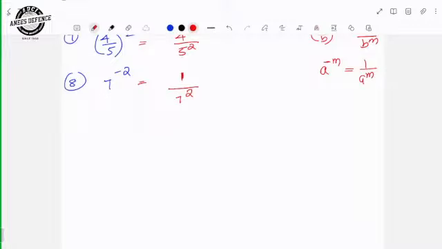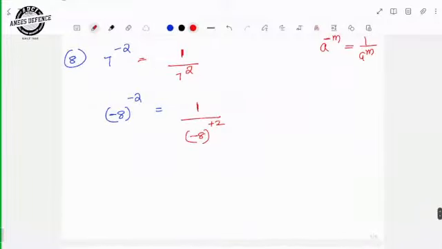For example, minus 8 raised to minus 2. You should check only the exponent. You are not allowed to touch the base. So what will be the value? 1 by (minus 8) raised to, instead of minus 2, you have to put plus 2. So sign change is only in the exponent part, not in the base part.